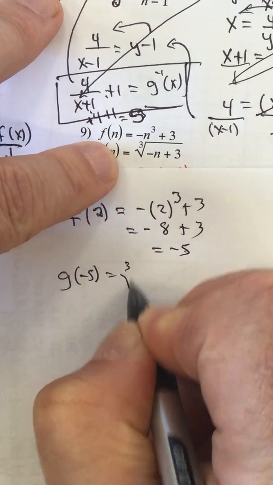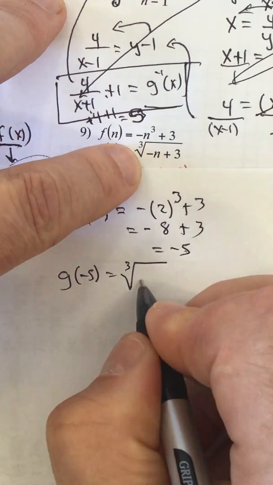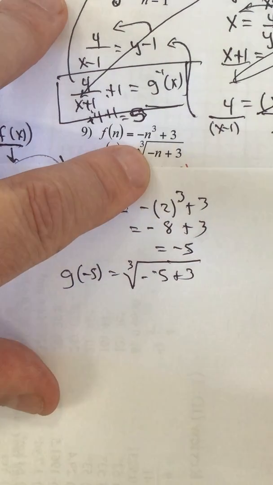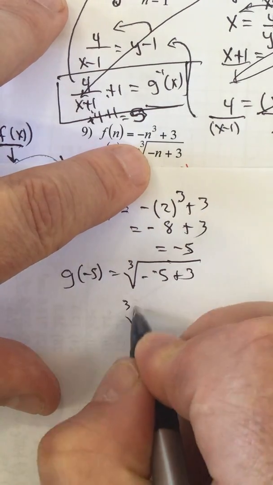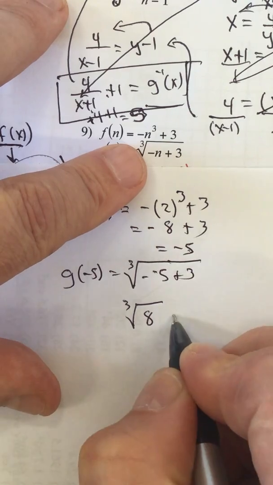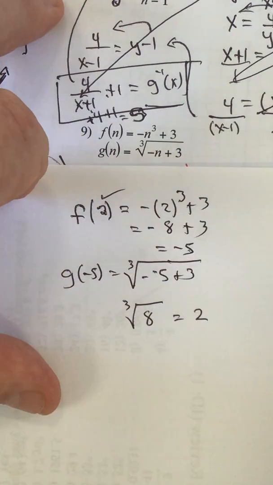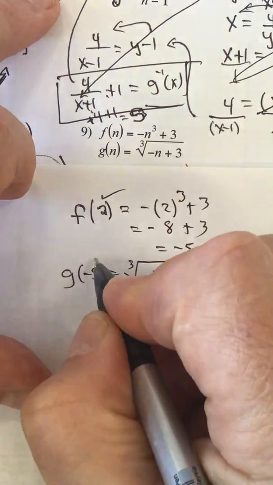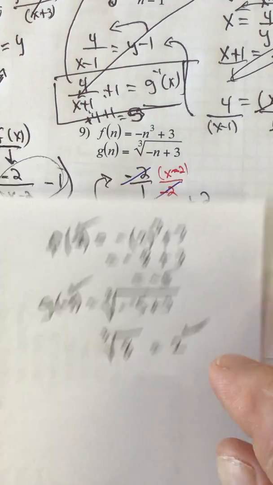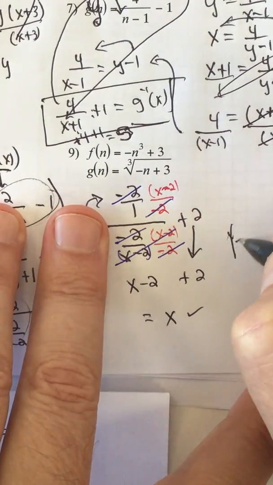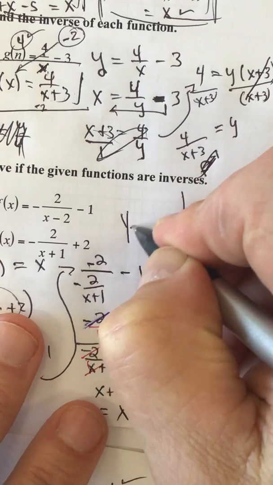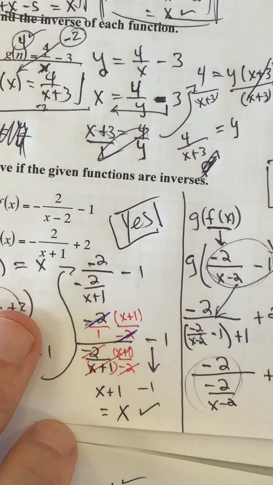So that's the third root of negative 5 plus 3. Okay, that's the third root of 8, and sure enough, the third root of 8 is 2, which is what I started with. So 2 became negative 5, and negative 5 went back to 2. That's what it means to be yes. So this one over here was a yes, and I think we got a yes out of this one also, didn't we? Yes, those were inverses.